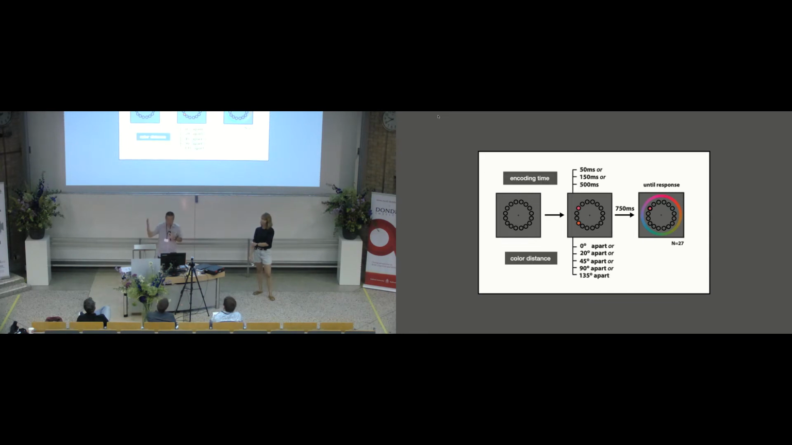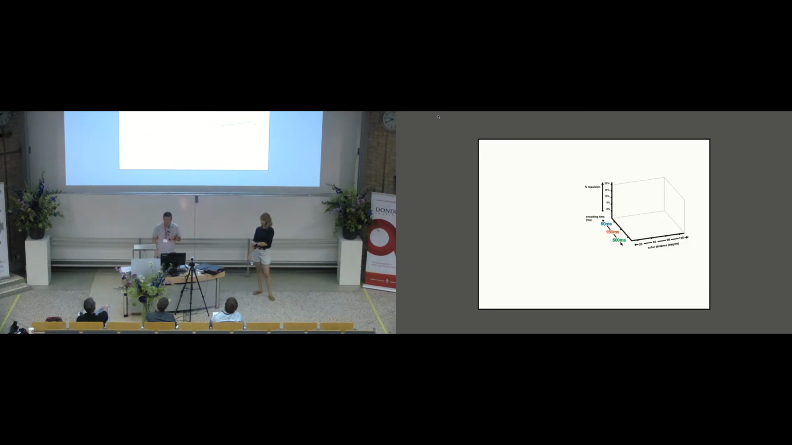Then you can manipulate encoding time, 3 different encoding times, and also 5 different color distances. So here you're looking at the 3D plot where I'm plotting the repulsion bias. In this case, it's just the number of responses that are away from non-target, non-probe items, right? If it's symmetrical, then you expect it to be 50%. If it's more than 50%, in this case, it signifies repulsion.